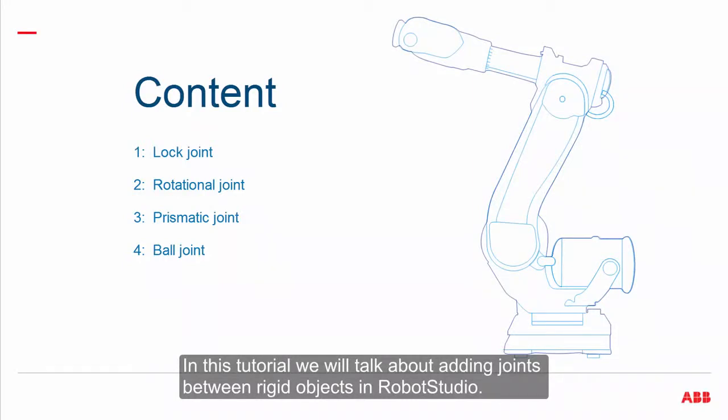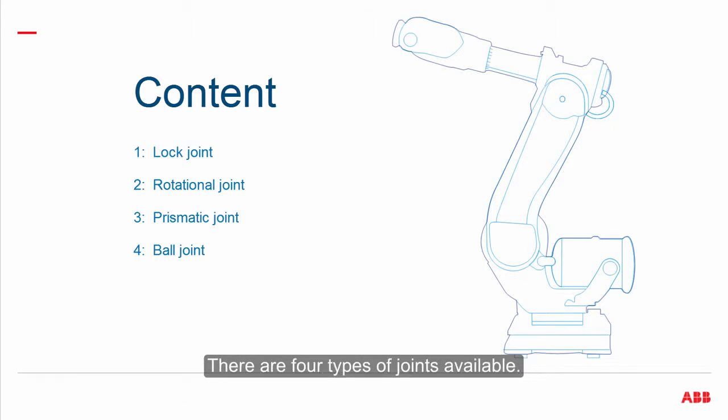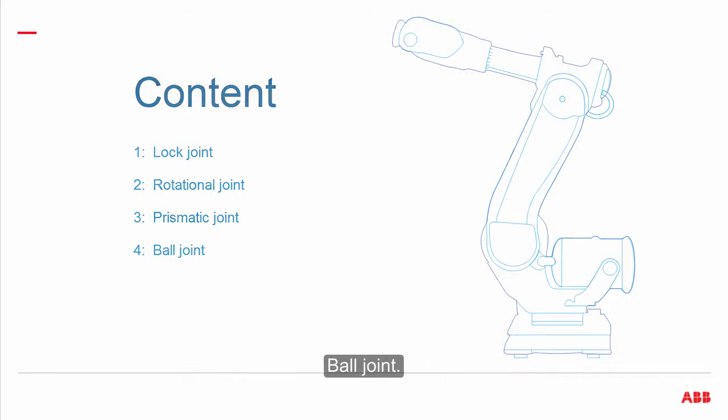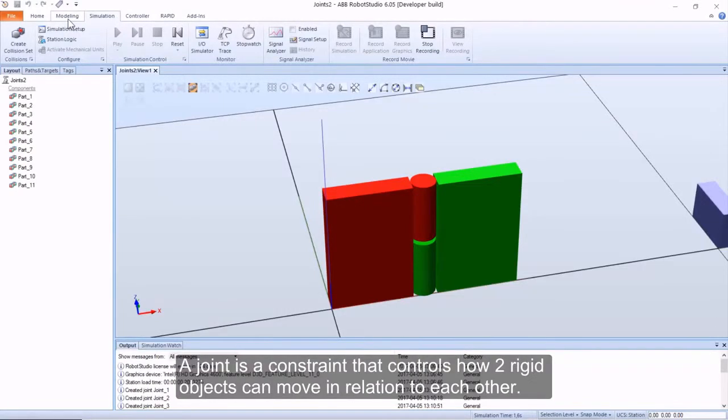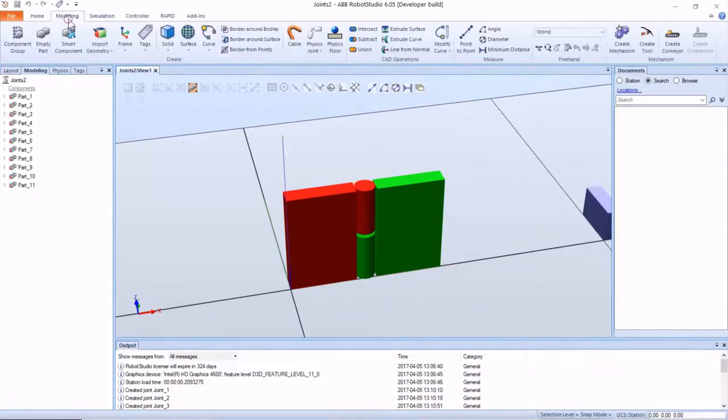In this tutorial we will talk about adding joints between rigid objects in Robotstudio. There are 4 types of joints available: lock joint, rotational joint, prismatic joint, ball joint. The physics simulation in Robotstudio can be augmented by joints. A joint is a constraint that controls how 2 rigid objects can move in relation to each other.